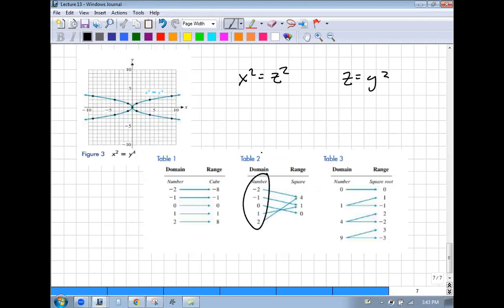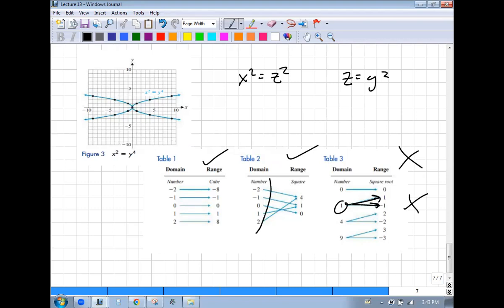One number in, one number out, right? You don't have two arrows coming out of a single number, do you? So over here, this is not a function, because one number in, you're getting two numbers out. All right. So function, not a function.